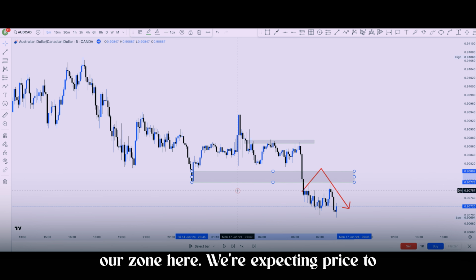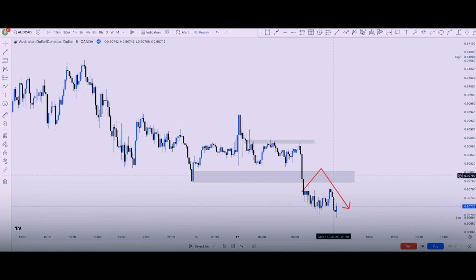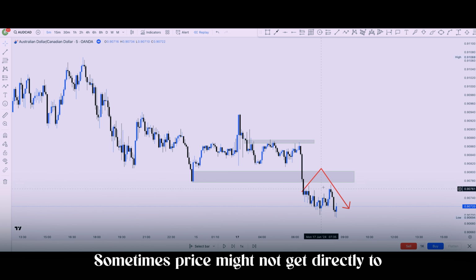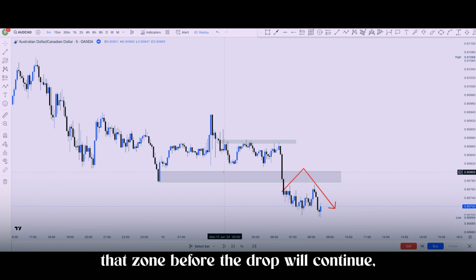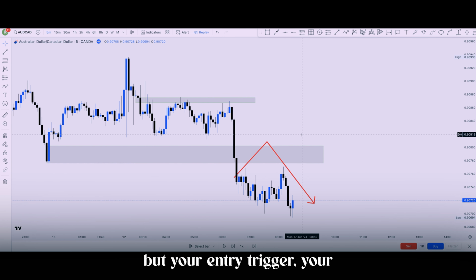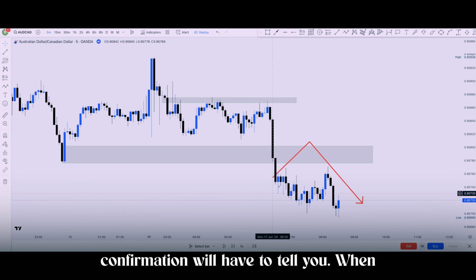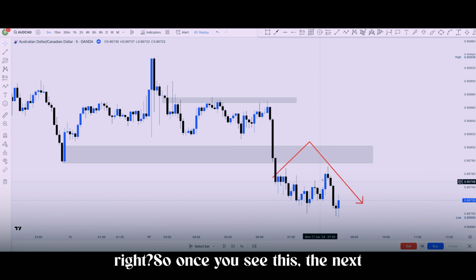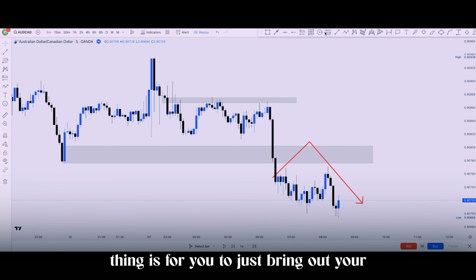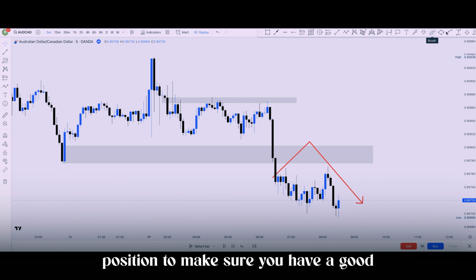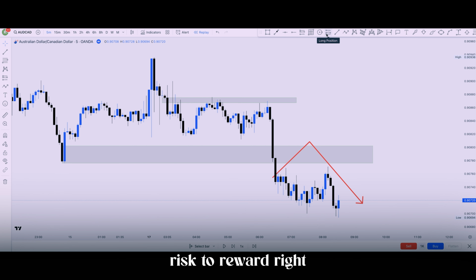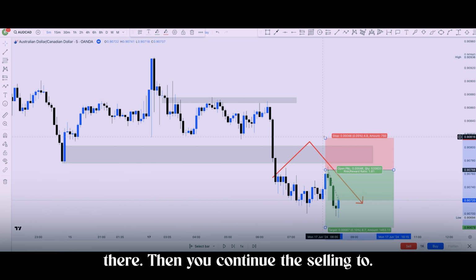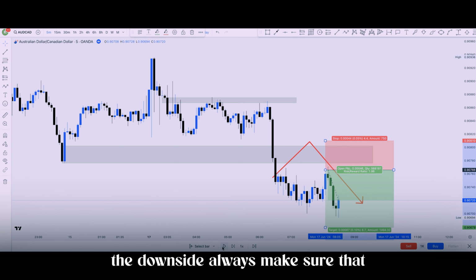You will not always get price pulling back to the exact zone. You see, this is our zone here. We're expecting price to move to that zone before dropping. Sometimes price might not get directly to that zone before the drop will continue, but your entry trigger, your confirmation, will have to tell you. When you look at this, it is telling us a lot, right? So once you see this, the next thing is for you to just bring out your position to make sure you have a good risk to reward right there. Then you continue the selling to the downside.